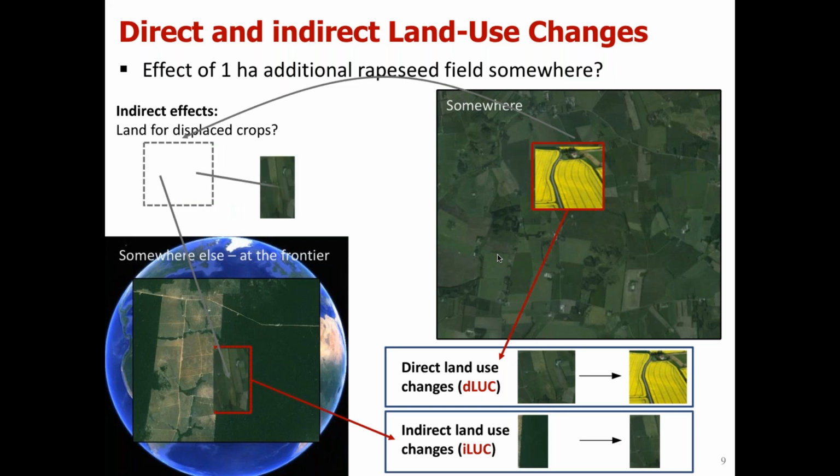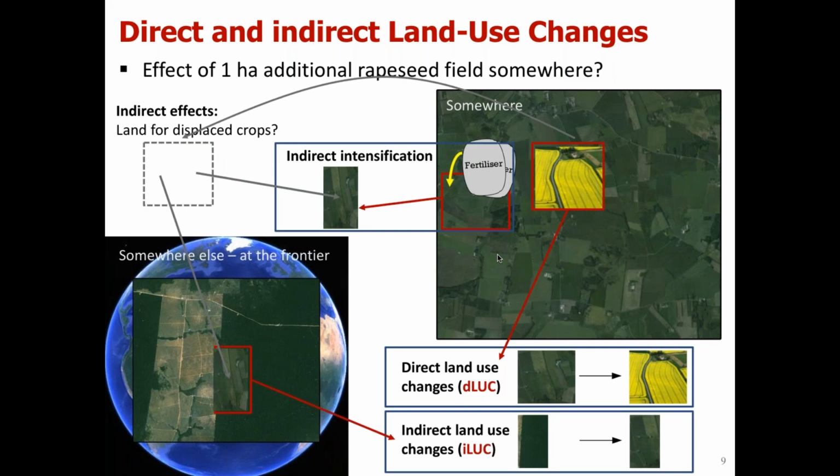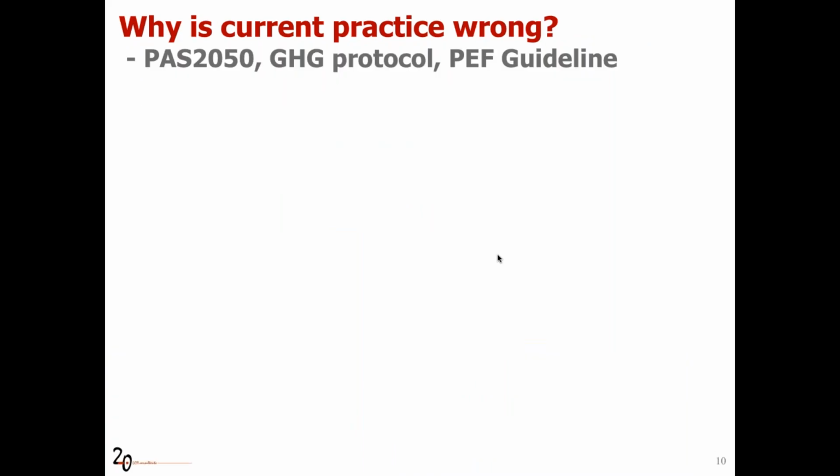And partially it will also lead to the intensification of some land that is already in use, through the addition of fertilizer, therefore the intensification of the production. This is also an indirect effect. So the indirect effect is both the intensification of land already in use and the occupation of land at the frontier. Now, before explaining how we model land use change, let's take a look at what the current practices are and why they are wrong.